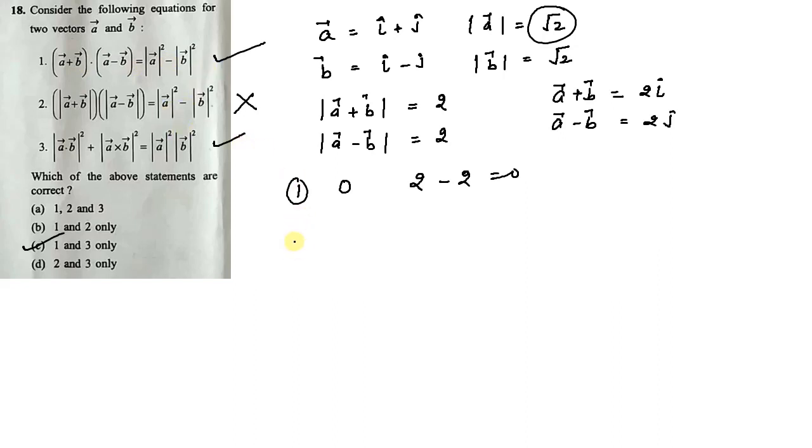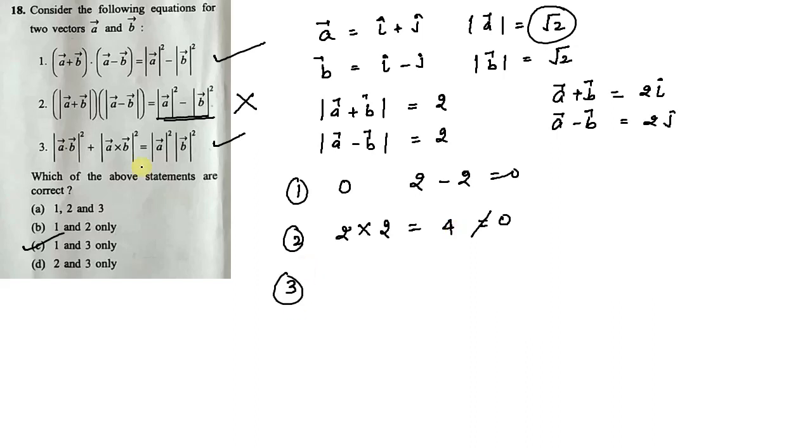In the second statement, the magnitude of A vector plus B vector, which is 2, multiplied by the magnitude of A vector minus B vector, which is also 2, gives 4. The difference of these values is 0, which is not equal. So the second statement is incorrect.